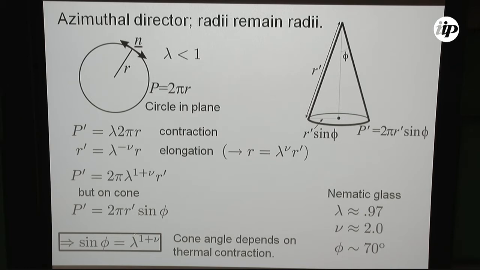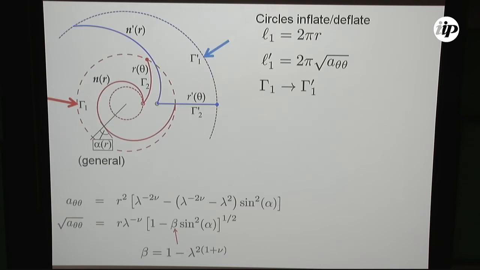Right. No, it's an important question. So this is a simple case, and then in general, I have to solve this case where circles inflate or deflate. So, for instance, this circle, this perimeter here, extends or contracts by a factor of root a theta theta.